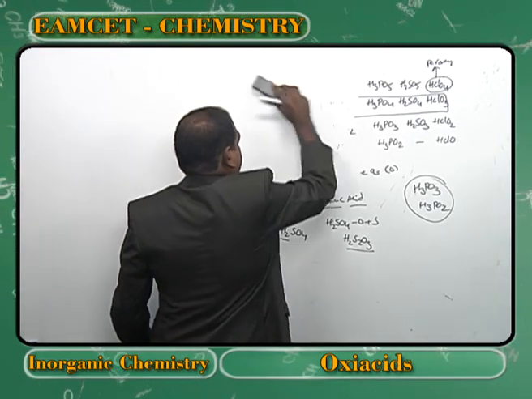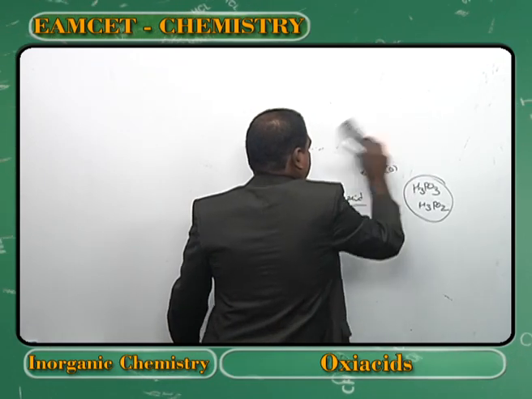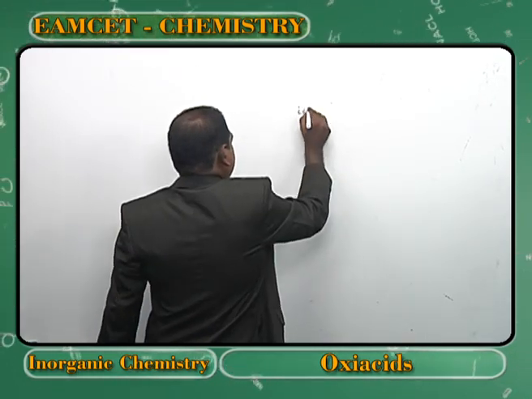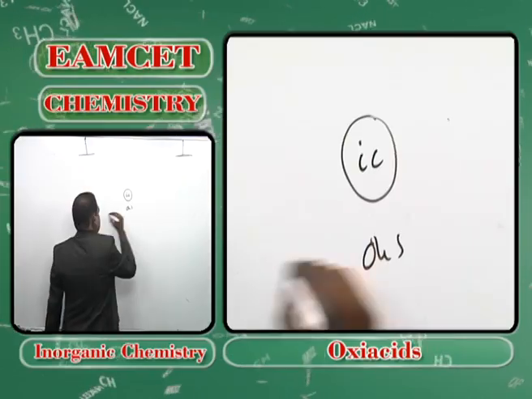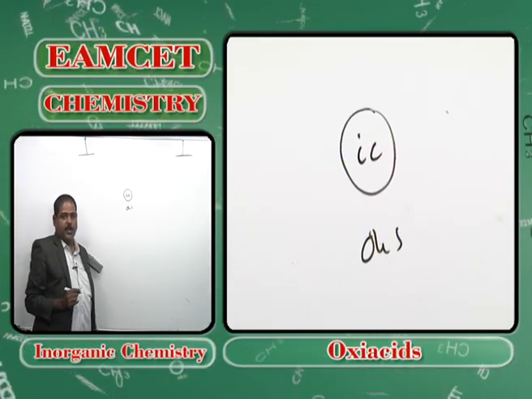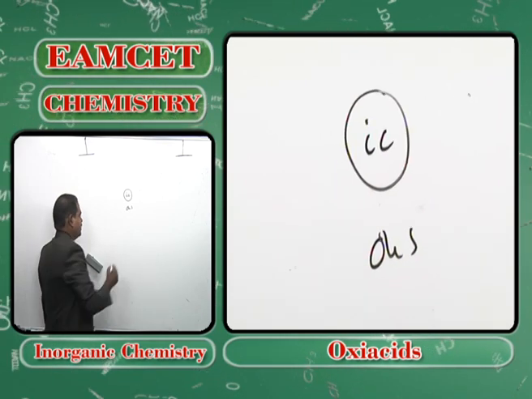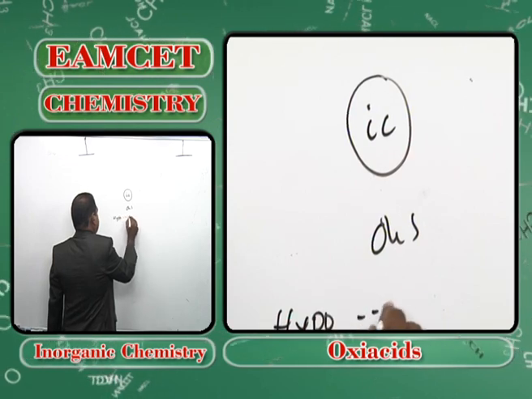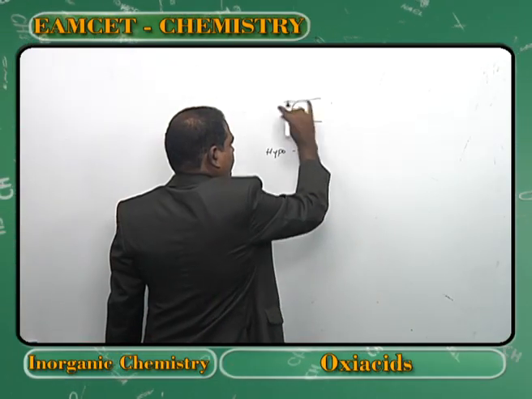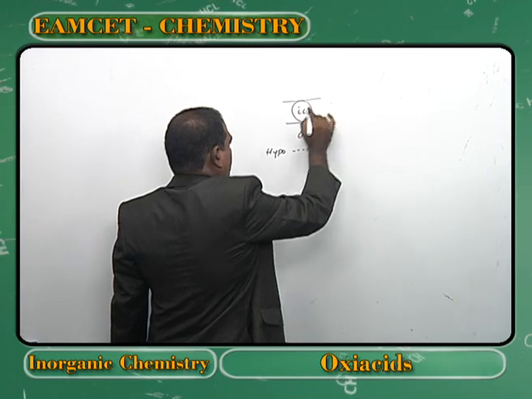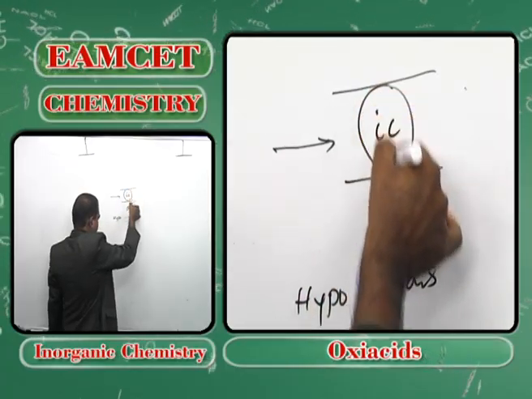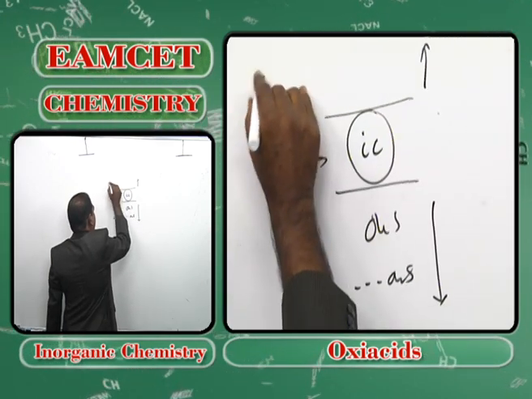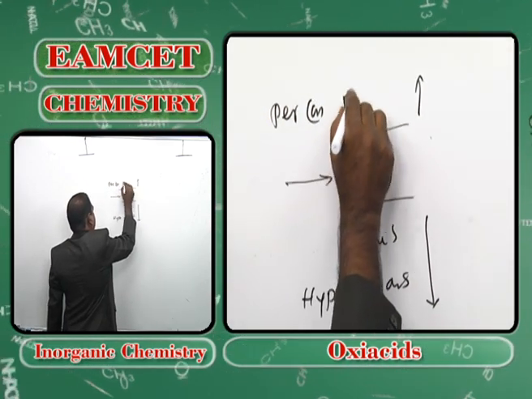Let me quickly revise what we have learned. Ous: recollect for yourself what it means. Ous means 1 oxygen less, and hypo-ous, 1 more oxygen less. This is the reference point. We start here, and from there on we proceed by removing oxygens, and if you add 1 oxygen, you get per or peroxy.